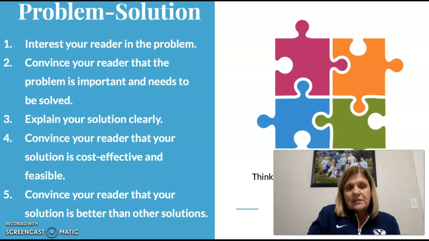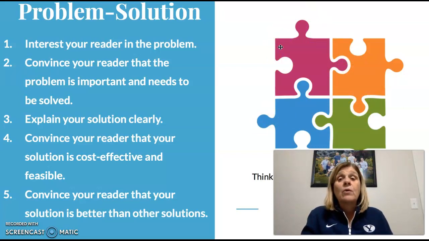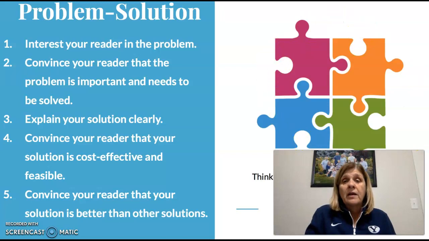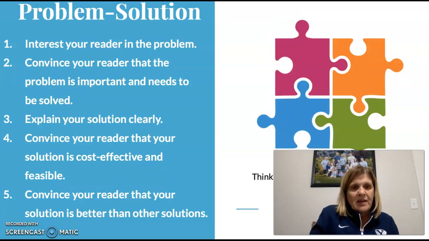This one, just know that all of your sources put together make your puzzle for your problem solution paper. So if each of these puzzle pieces here is one of your sources, you're not writing a research paper on the red one or the orange one or the green one or the blue one. You're writing whatever the picture is of all of them put together. So think about that too.